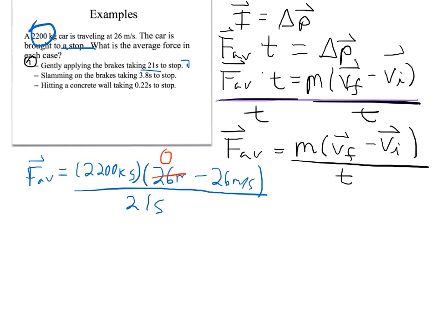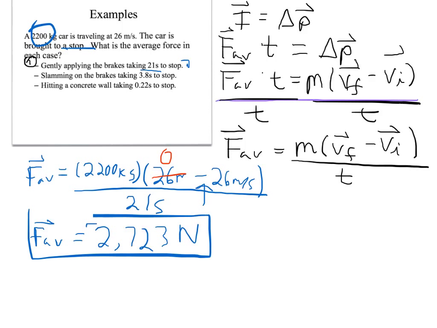If I do out all the math for that equation real fast, I get that the average force applied to the car is 2,723 newtons, rounding, and I got that it was negative. We would expect negatives and positives to show up because we're dealing with vectors, so this negative stuck around. You might think that's a big force. Well, a car is a big thing, so that makes total sense.